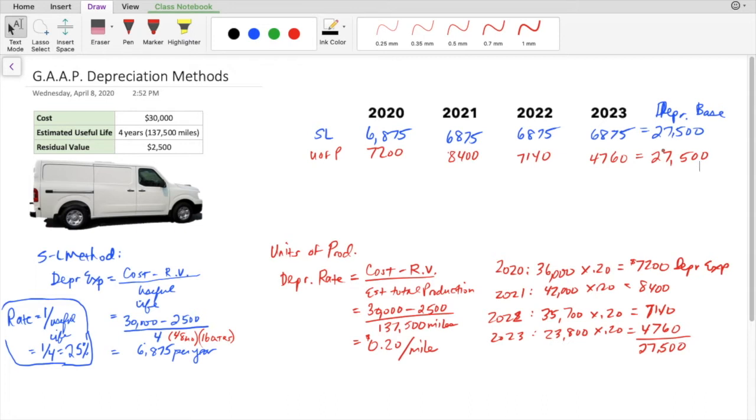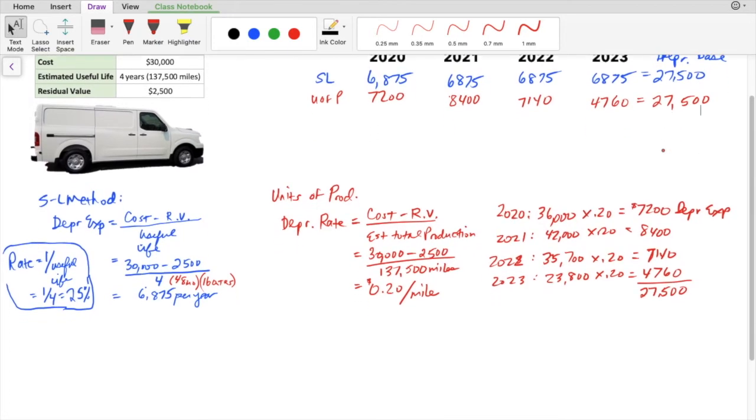The next two depreciation methods that we are going to look at are what are called accelerated depreciation methods.